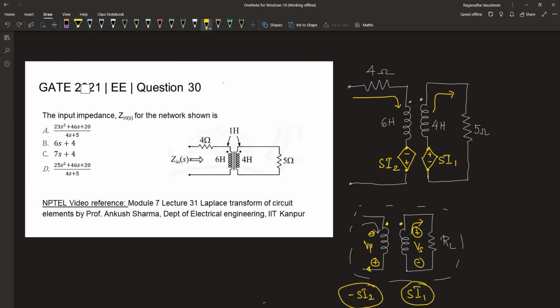When the current seems to enter at the dotted terminal of the primary, the voltage induced in the secondary is negative. And similarly, when the current leaves from the dotted terminal of the primary, then the voltage induced in the secondary is positive. This is dot rule. By using this principle, we have found out the sign of SI1 and SI2. Let's begin solving this problem.